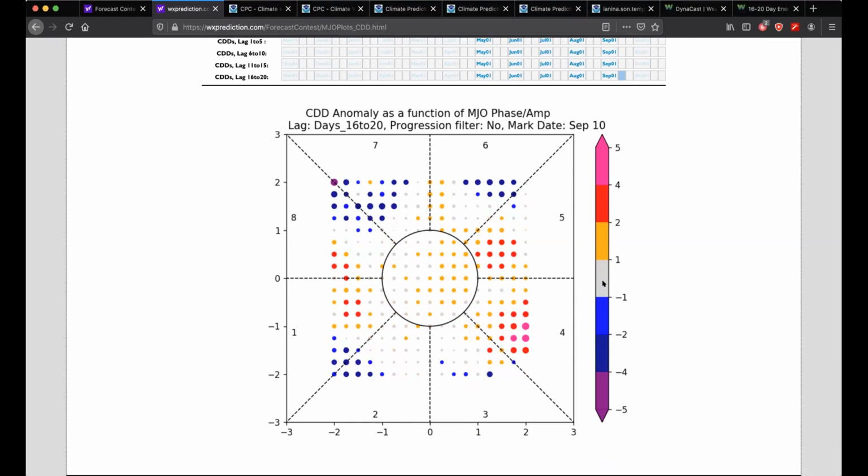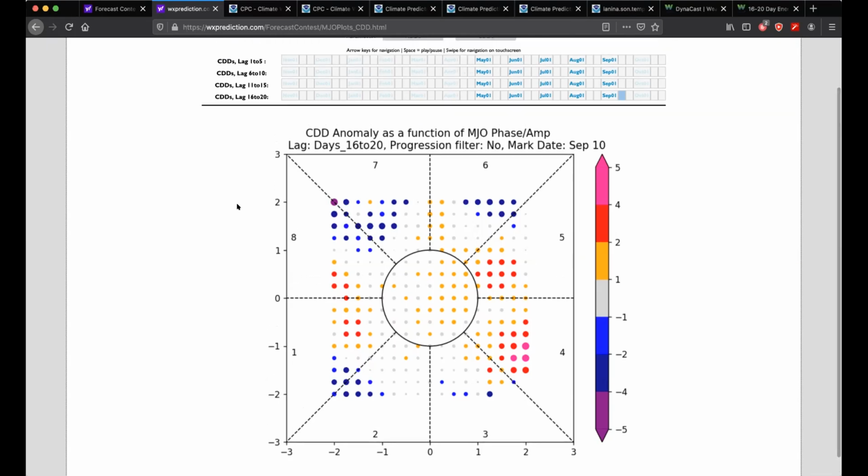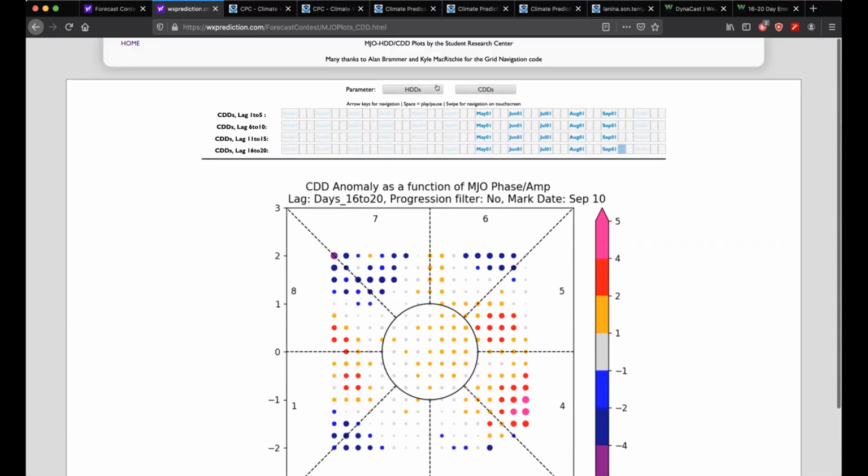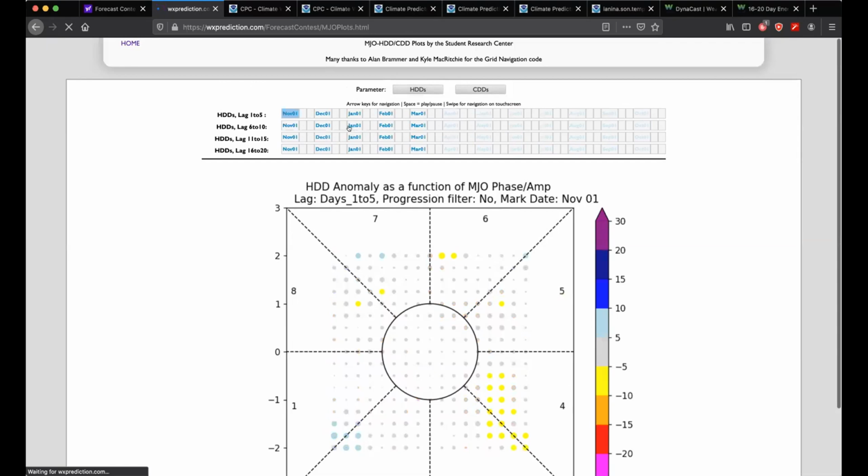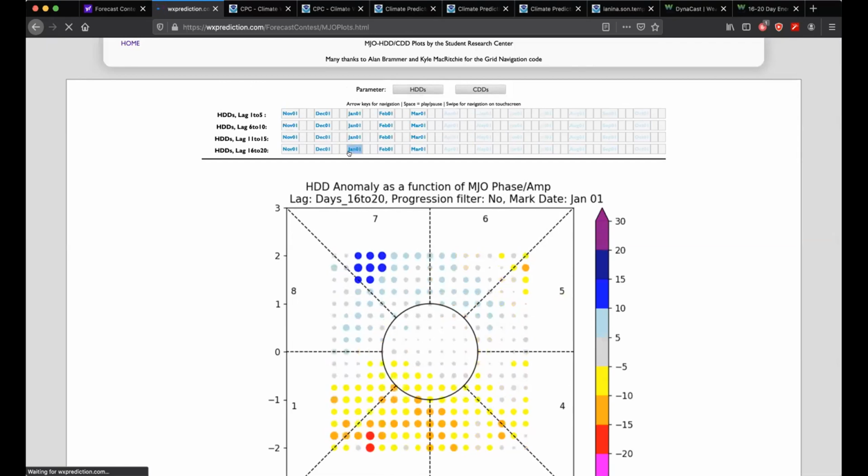Does anyone want to fill anything in for that? Just going to say you could show, especially in the winter, if you switch over to HDD, some of those signals start to get pretty impressive. Yeah, exactly. So this is at a 16 to 20 day lag for say January 1st, so that would be roughly a verification about January 16 to 20.